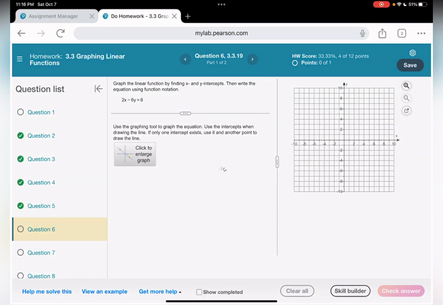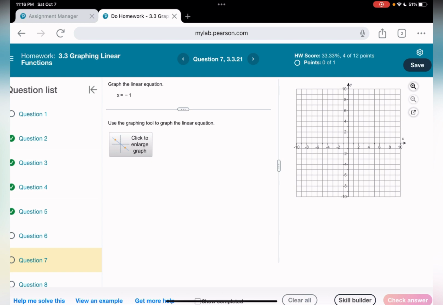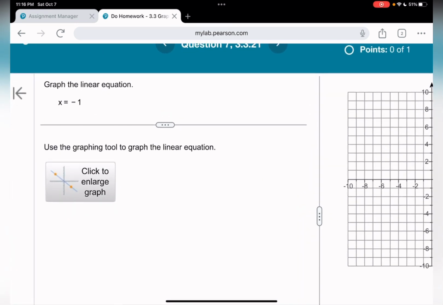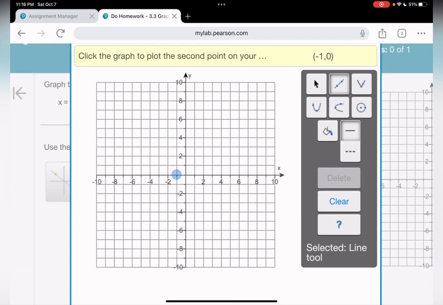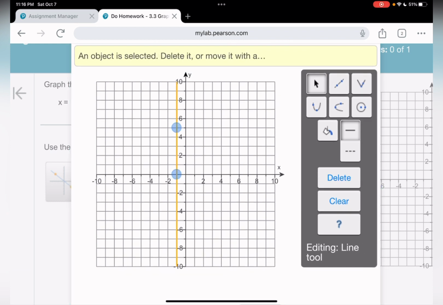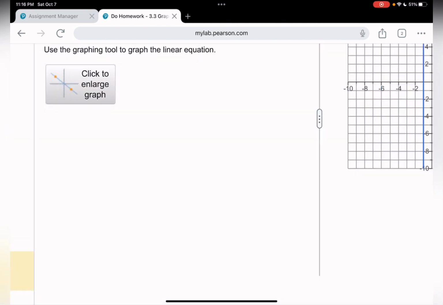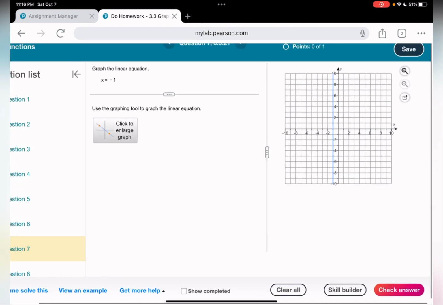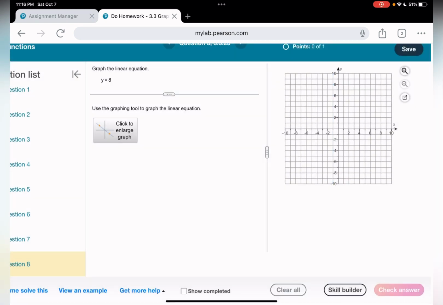Question number 7. What do we have? The graph x is equal negative 1. Pretty straightforward. X is negative 1. Since it's only x, we don't have any y, so it never crosses y. Therefore, it's going to be a vertical line. Okay? Checking. Bingo. Next question.